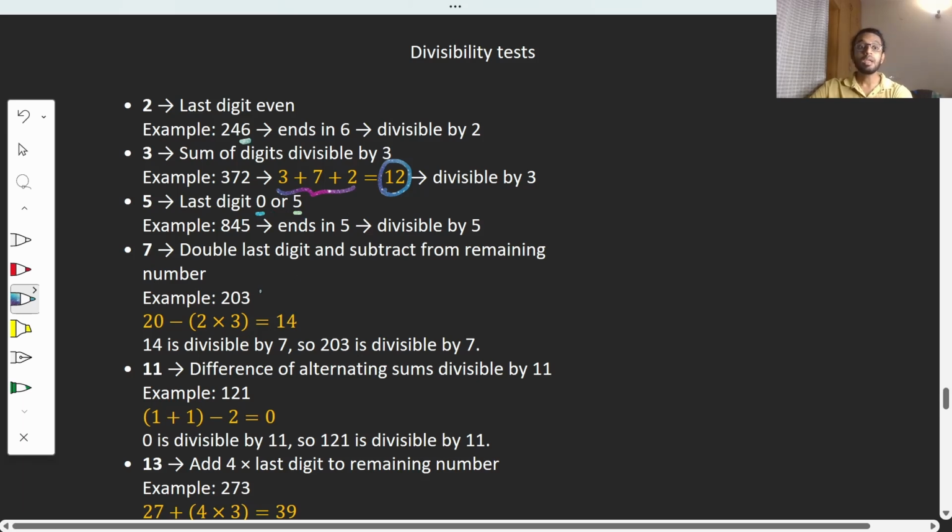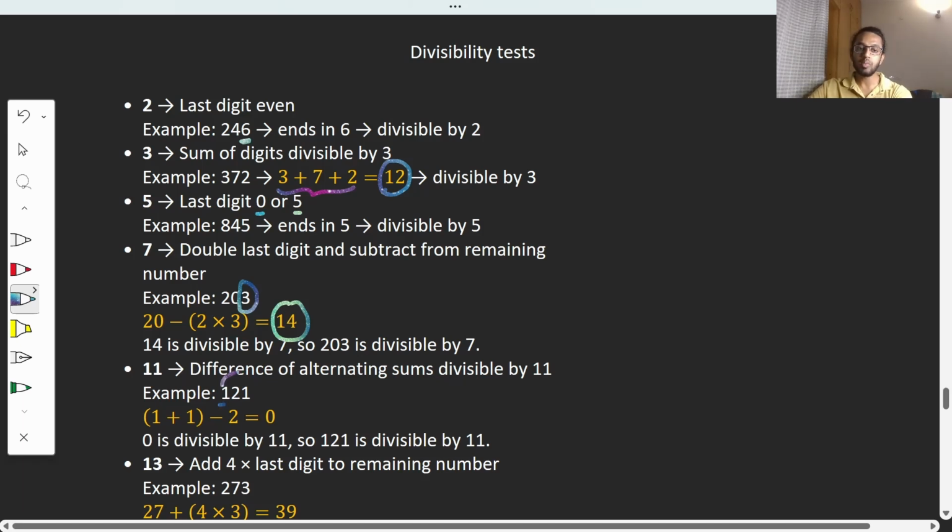For 7, we have to double the last digit and subtract from the remaining number, which means here the last digit is 3. We have to double it. It becomes 6, and that number has to be subtracted from the remaining number, 20. And the number that we get now, if it is divisible by 7, then the original number is also divisible by 7.